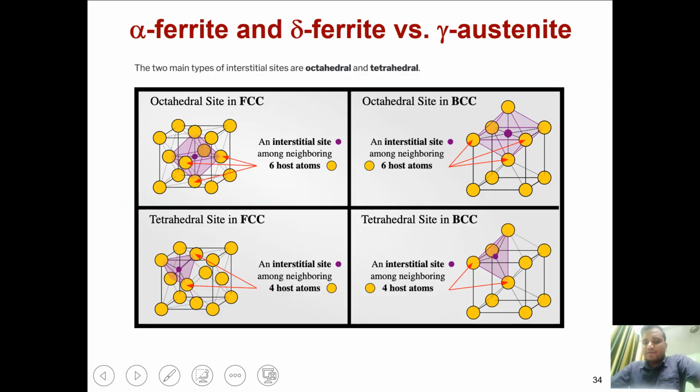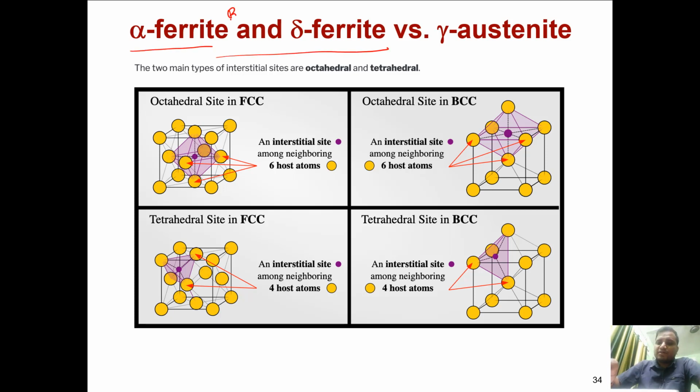Now we will try to understand the difference between alpha ferrite and delta ferrite versus austenite. Alpha ferrite and delta ferrite are both of BCC structure, and gamma austenite is FCC. So what is the position of the carbon atom in both BCC and FCC? We know that the carbon position is in the octahedral void.